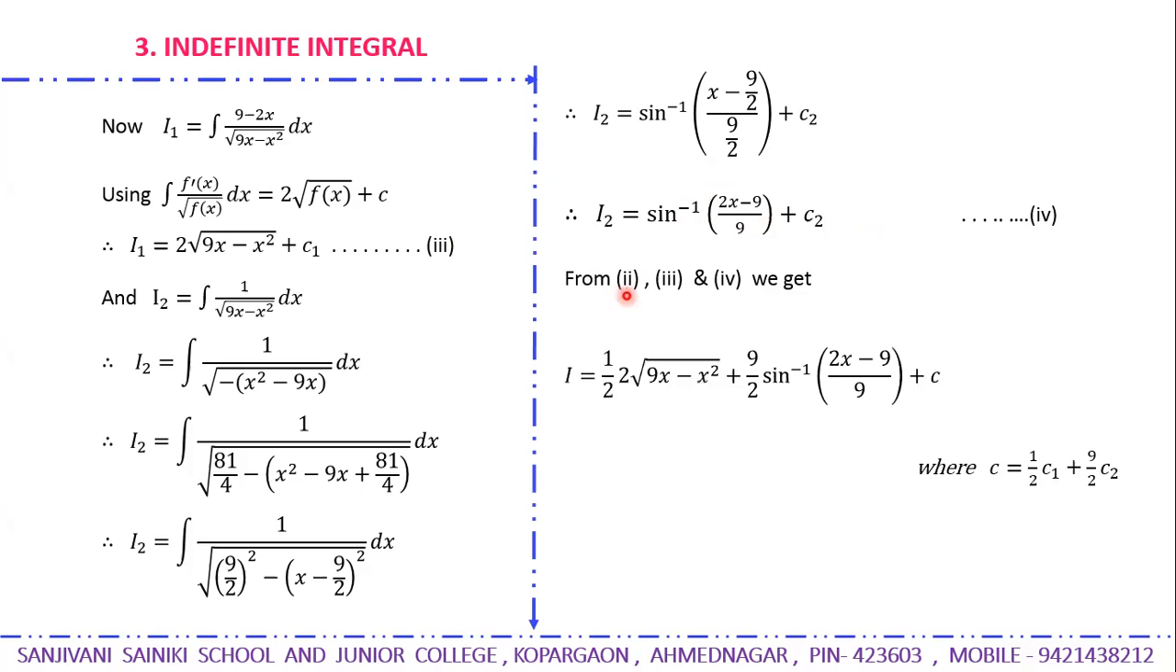Use all those integrals in our equation to hold: integral is 1 upon 2 times 2 root 9x minus x square plus 9 by 2 times tan inverse of 2x minus 9 upon 9 plus c, where c is 1 upon 2 times c1 plus 9 by 2 times c2. So this 2 will cancel and you get root 9x minus x square plus 9 by 2 times sine inverse of 2x minus 9 upon 9 plus c. This is the integral of the given function.